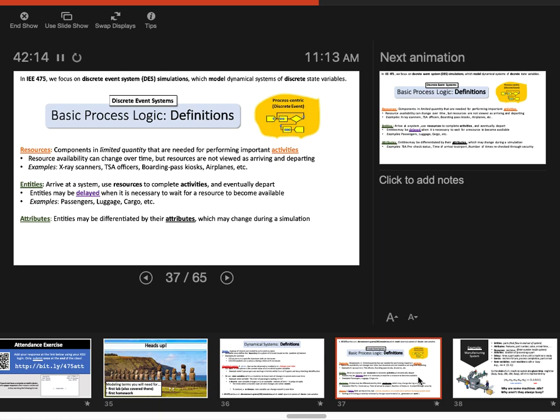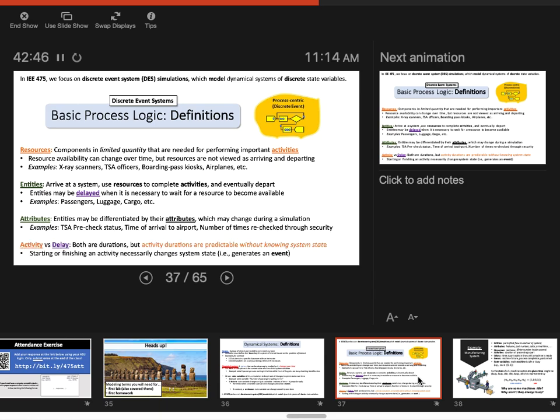Attributes. We can differentiate entities by their attributes. We can say this person is a different age, this person arrived at a different time, this person has a different need. This person came in because they had a cold. This other person came in because they're gushing blood. So we might run entities down different paths based on their different attributes. I give other examples here, like whether they have pre-check status when they arrive at the airport, or the number of times they've been rechecked through security.